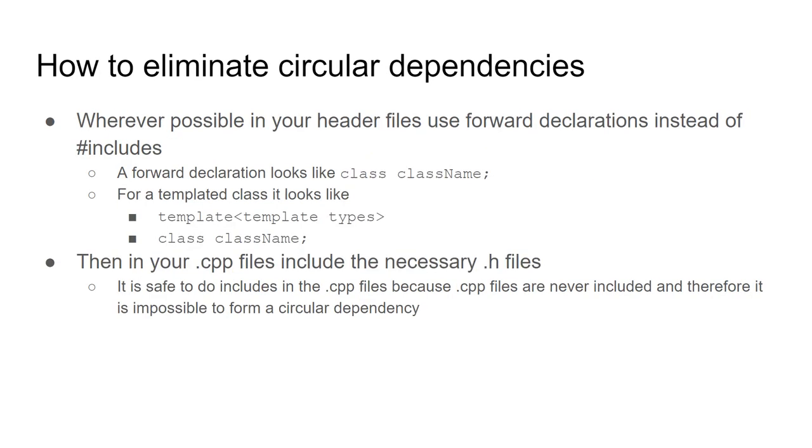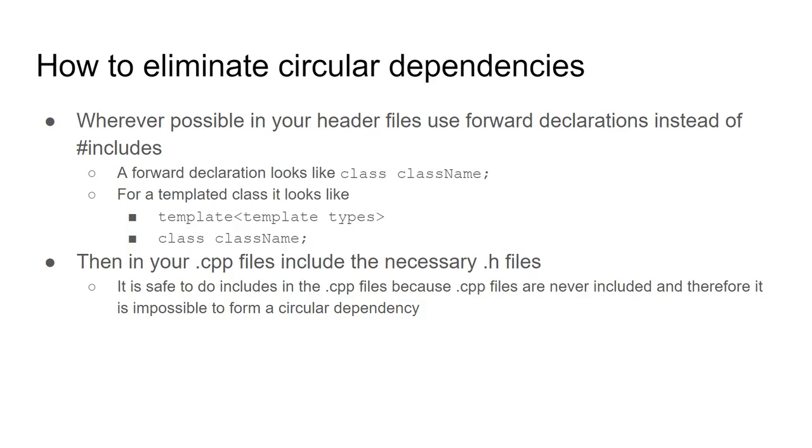The way that you're able to eliminate circular dependencies is by using forward declarations. A forward declaration just looks like class, name, semicolon. What you're telling the compiler is that this class exists. And so the compiler will thank you for that. When it sees that symbol later on, it will be able to say, oh, that symbol does exist, and it will be able to compile.